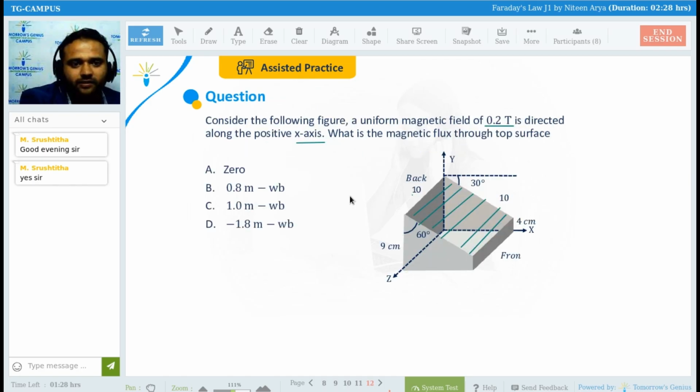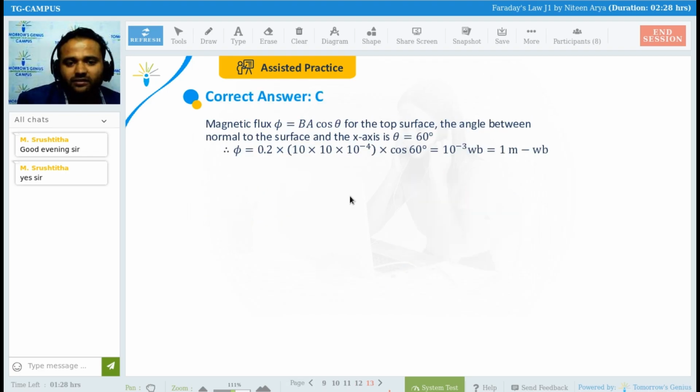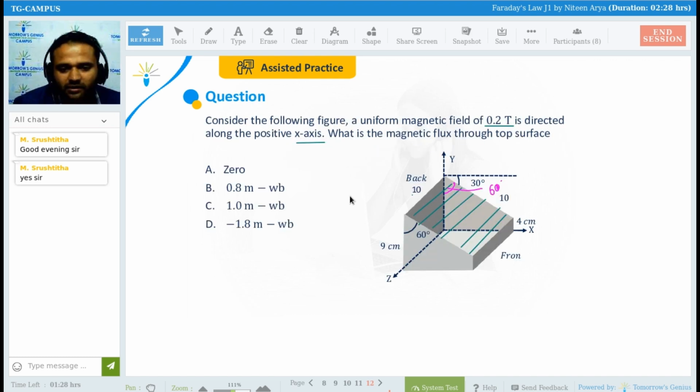See, the area, this is 30. So this angle with this magnetic flux is going to be 60 degrees. And the top area is 10 into 10. With the x-axis, it makes 60 degrees. Because we have magnetic flux only in the x-axis, so 0.2 magnetic field, area, and cos theta. Cos 60 degrees is half, if I'm not wrong. So 10 to the power minus 3 Weber, 1 milliweber. The answer is correct.